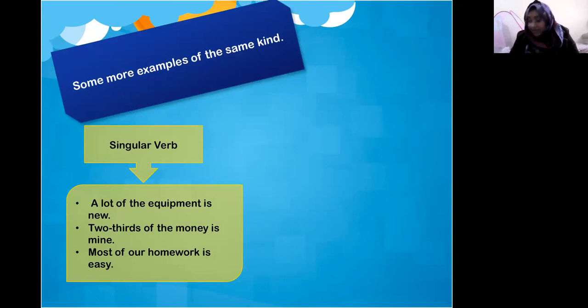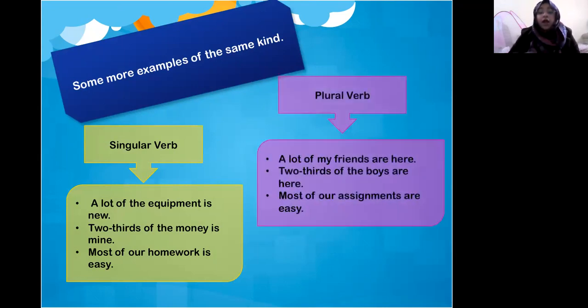Right? Now let's see another example here with the plural verb. A lot of my friends are here. So following "a lot of", the following noun is plural, then the verb has to be plural. A lot of my friends are here. Two-thirds of the boys are here. Most of our assignments are easy.